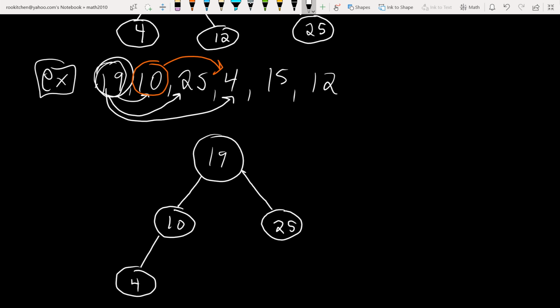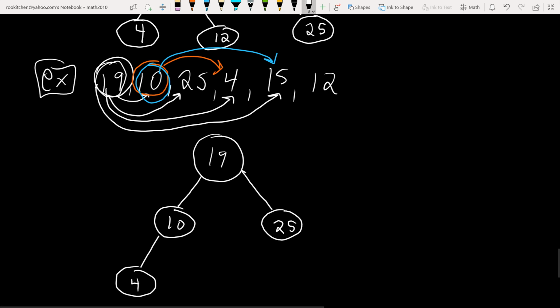Okay, so now I'm comparing 19 to 15. 15 is less than 19, so I go to the left. Now 10 becomes the new comparator, which I'm circling in blue. I'm now comparing that to 15. 15 is greater than 10, so I must be going to the right. There's nothing there, so I construct an edge and deposit 15 in that vertex. Then I'm done. As soon as you make the vertex, you're done with the while loop, and you jump back out, go back to 19.